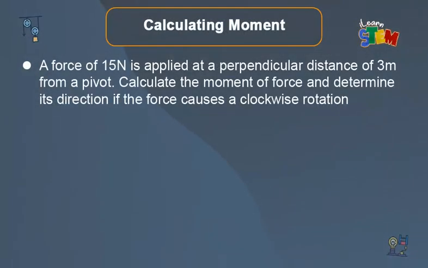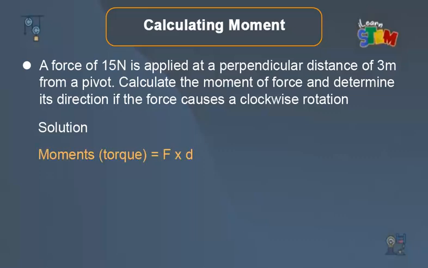Now let's solve a problem. A force of 15 newtons is applied at a perpendicular distance of 3 meters from a pivot. Calculate the moment of force and determine its direction if the force causes a clockwise rotation.